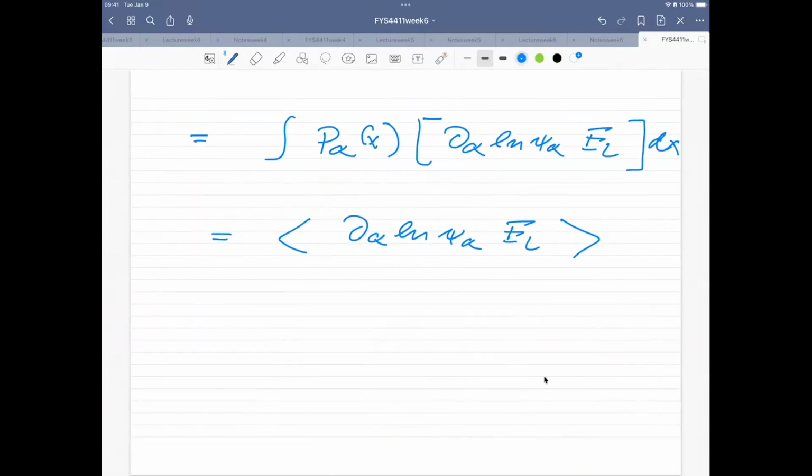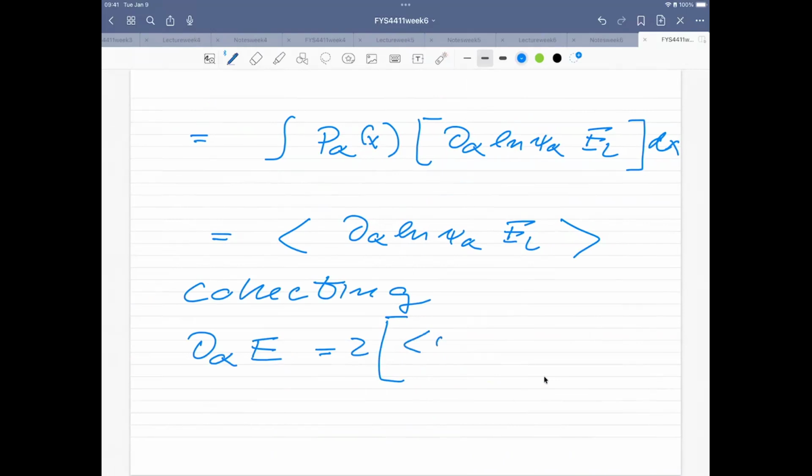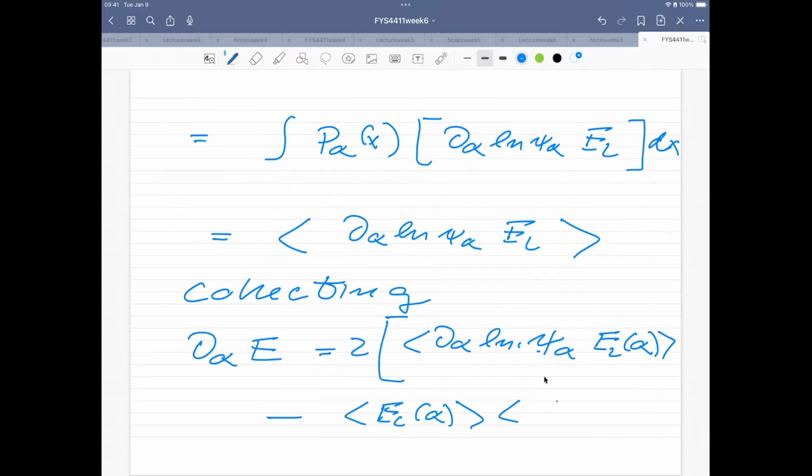So when I collect everything, if I do that, then what I have is that d alpha of the expectation value of the energy is going to be equal to 2 times the expectation value of d alpha ln psi alpha, sorry, psi alpha, multiplied with the local energy, which depends on alpha, like this. So this is one expectation value, minus the expectation value of the local energy with respect to alpha, multiplied with the expectation value of d alpha of ln psi alpha.